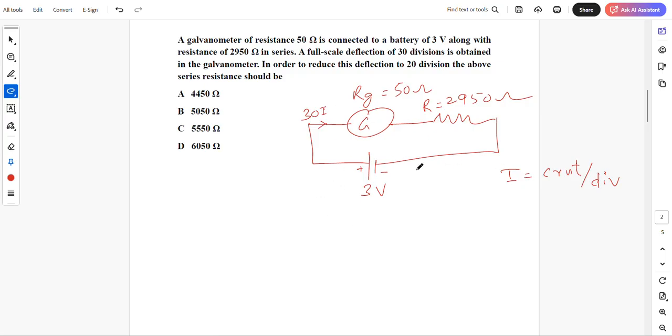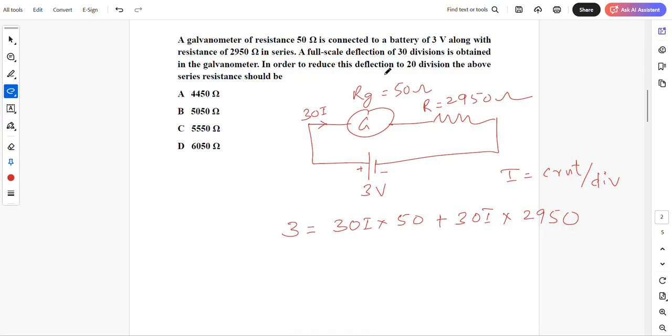Now what is the voltage across G and across R? It will be equal to the sum of these. So I can use 3 is equal to, the voltage across this battery, is equal to 30 into I into 50, Rg, plus 30I into 2950. A full scale deflection of 30 units is obtained in the galvanometer.